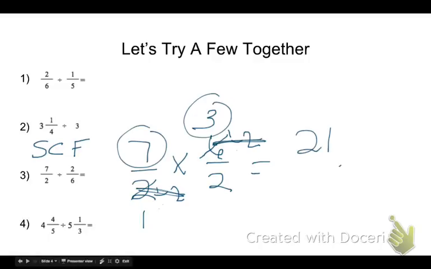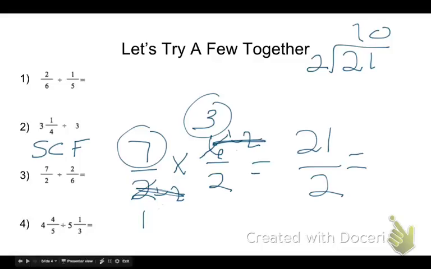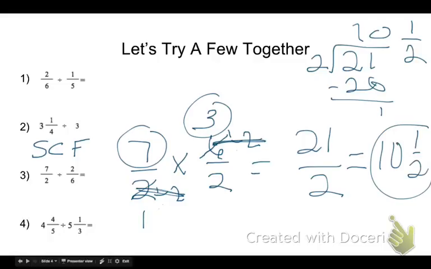I have 21/2. That as well is improper, so I need to go ahead, divide it to see what the mixed number will be. 2 goes into 21 10 times, which is 20. I have 1 left. My answer is 10.5, and that is in simplest form.